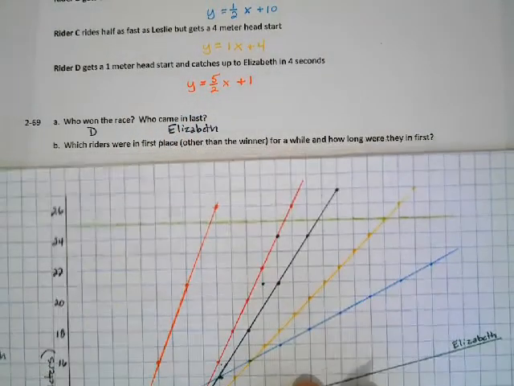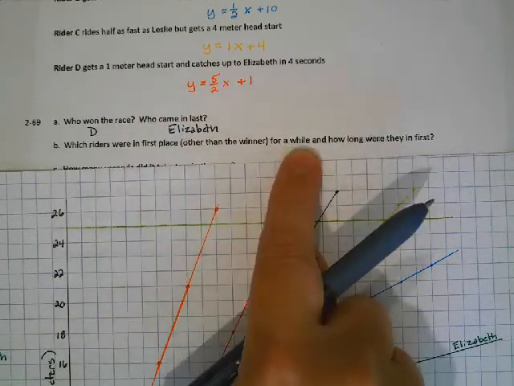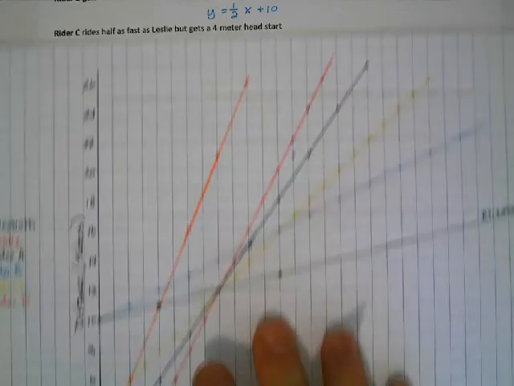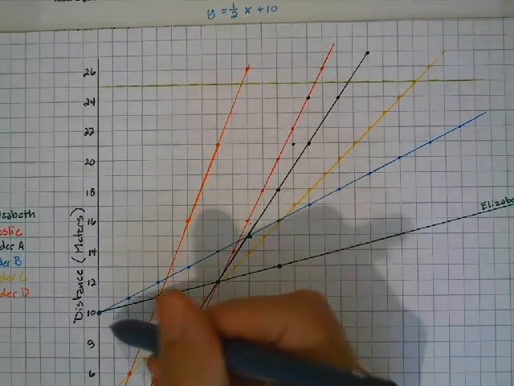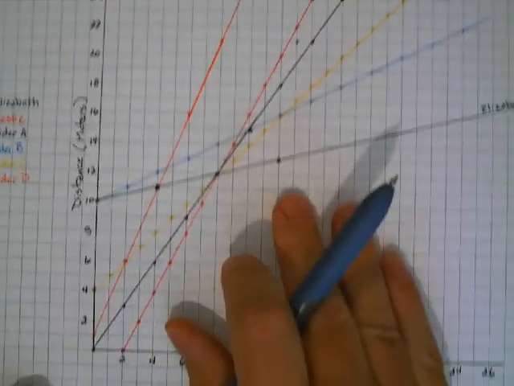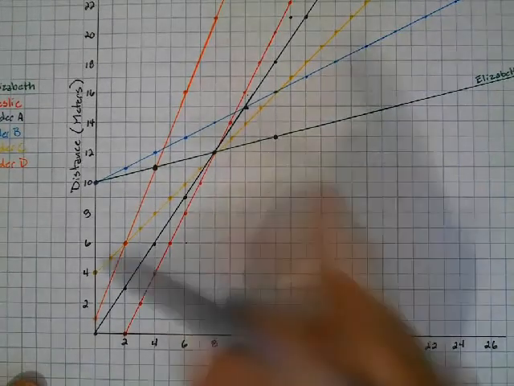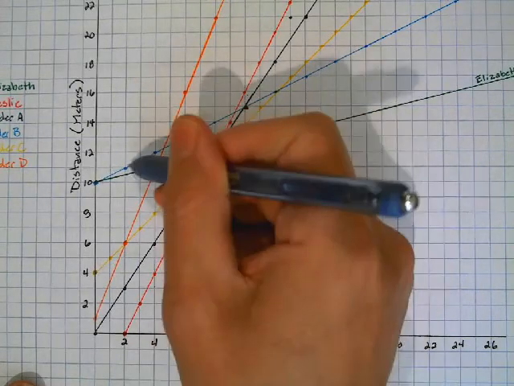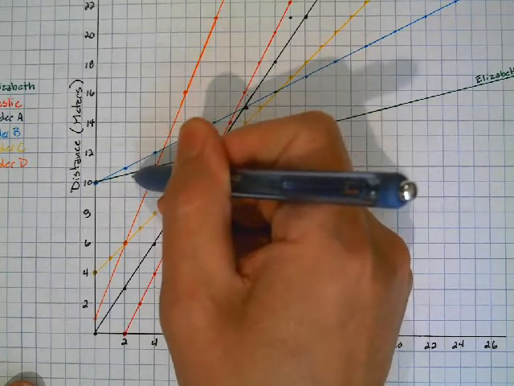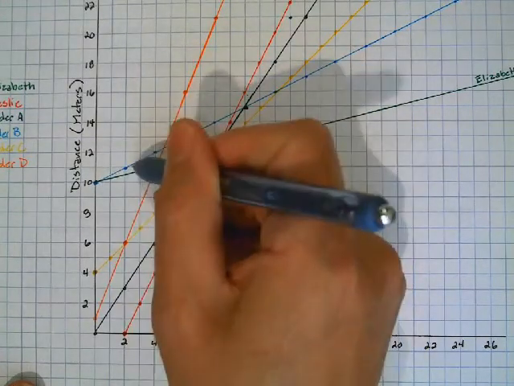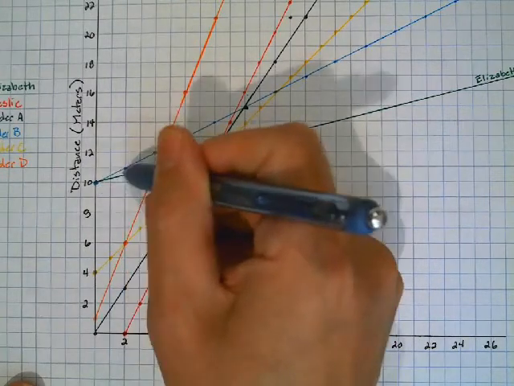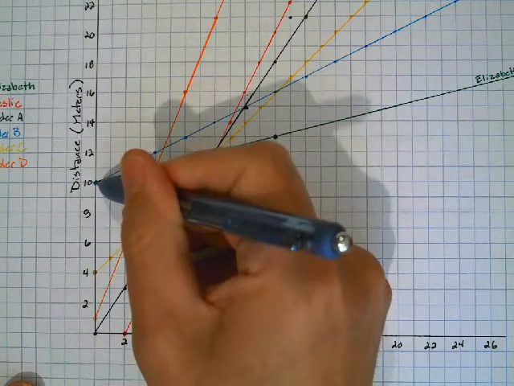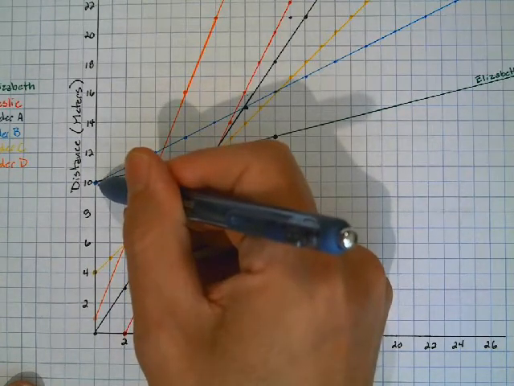Next, which riders were in first place other than the winner for a while, and how long were they in first? All right, so first place means that they are the farthest distance at any time. So at 0 seconds, we've got a tie for first. We've got light blue, which is Rider B, and dark blue, which is Rider A. So at 0 seconds, A and B are tied. They've gone the farthest in the race.